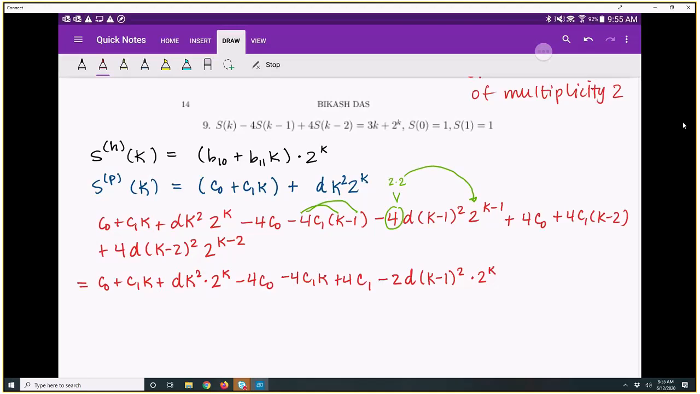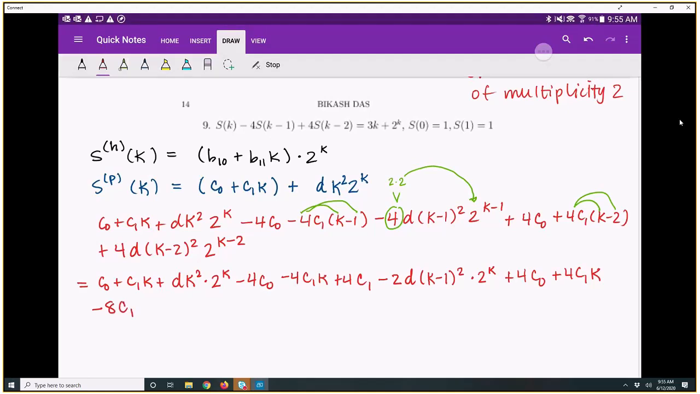So if it's not clear what I did, pause the video now and go back and think about it. But because I had 4 multiplied in front, I just multiplied 2 with 2 to the power k minus 1 to get 2 to the power k, kept the other 2 there. Then I have plus 4c0 plus 4c1k. I'm also going to distribute this 4 to the minus 2, so I'll have minus 8c1.